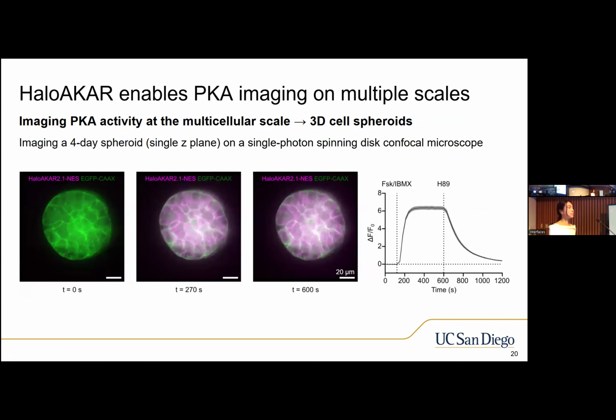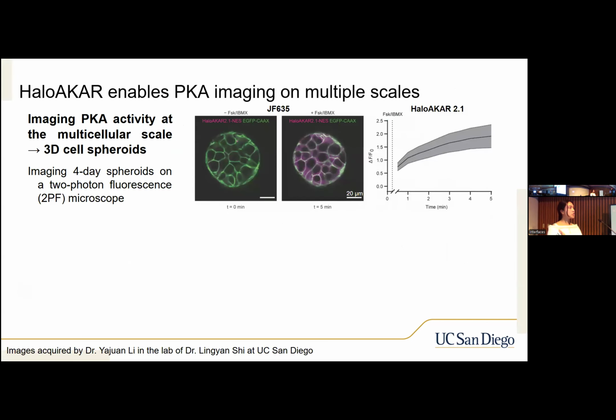But pivoting from imaging in smaller scales, we also imaged in larger scales. We generated 3D sensor-expressing cell spheroids that were around 60 microns in diameter after the 4th day after seeding. And we observed responses to PKA stimulation and inhibition in this 3D multicellular scale that were similar to those that we saw on the 2D scale. And although we saw these responses, we wanted to see if we could better resolve the individual cell boundaries here in the Z-plane. And so again, we tried imaging the 4-day cell spheroids, but this time with 2-photon microscopy.